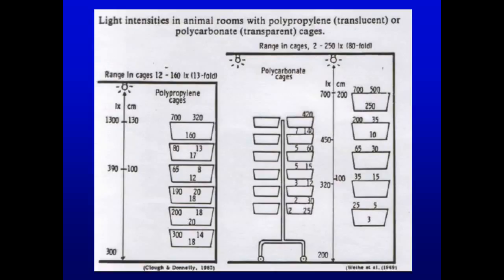So that means that going down a rack with illumination from the top, you will get different levels of lighting in the cage. And you can see some of the figures there, 250, for example, in the top right, 10 below it, and then right at the bottom, the figure drops to 3.